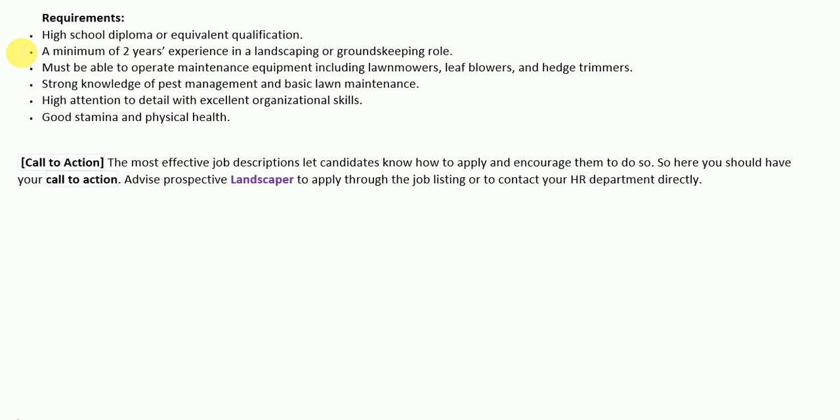As a landscaper, you must have a high school diploma or equivalent qualification. You must have a minimum of 2 years experience in a landscaping or groundskeeping role. You must be able to operate maintenance equipment including lawn mowers, leaf blowers, and hedge trimmers. Strong knowledge of pest management and basic lawn maintenance. High attention to detail with excellent organizational skills. Good stamina and physical health. So all these are the requirements for a job of a landscaper.